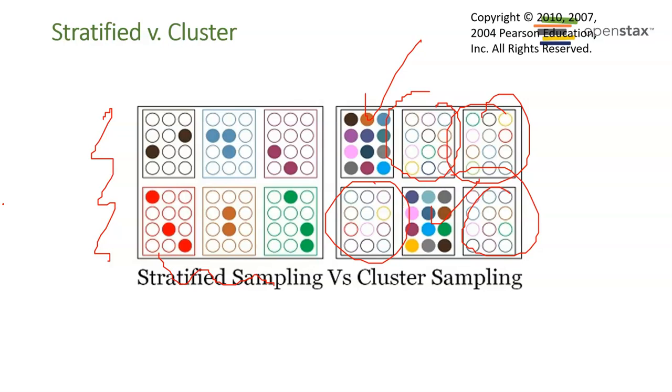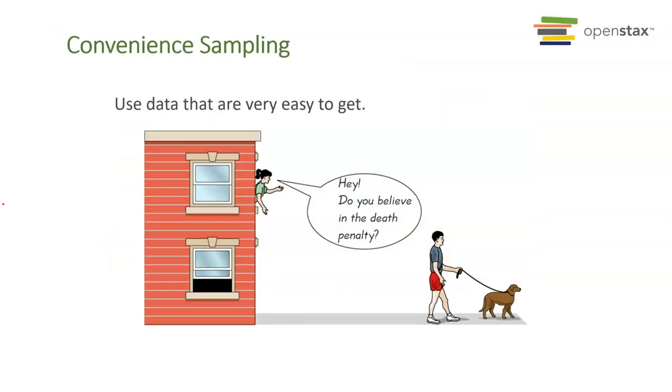Those are called probability samplings, so it's based upon some kind of mathematical way of doing things. There's also what's called convenience sampling, which is basically just no rhyme or reason to it whatsoever. You just go somewhere, you set up camp, and people are walking by, and you ask them questions.